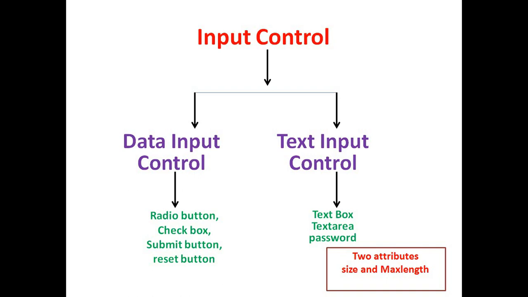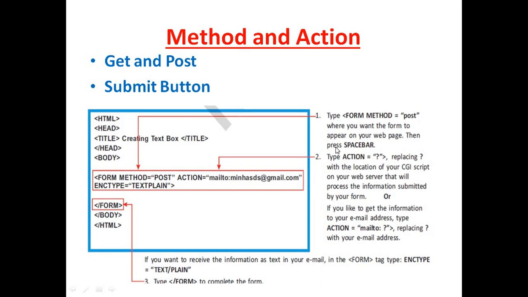Now what two attributes are required here? That is the size, which determines the number of characters that are displayed on the form, right? So these are the two attributes. Size determines the number of characters displayed, and the maximum length, which specifies the maximum length of the input field. That is it. So in the forms you are going to use two types of input control. First is the data input control and the text input control, right?